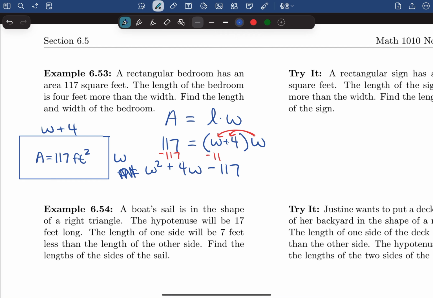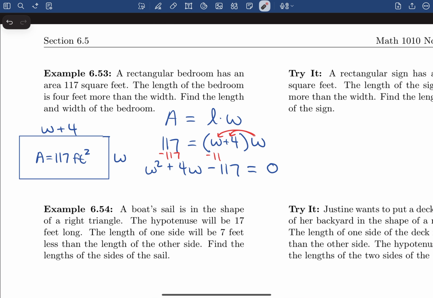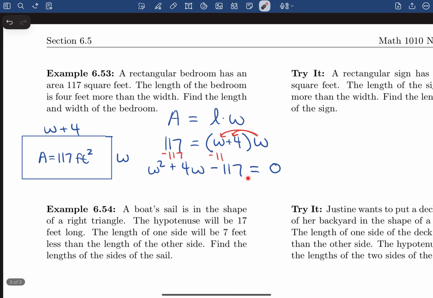Now, it doesn't matter what side you put the 0 on, right? You could say equals 0 on the right-hand side, which you guys are used to. So it's kind of nice to do that. Great, so we got to this point. We have a quadratic, W squared plus 4W minus 117, equals 0. The question is, can we factor this?